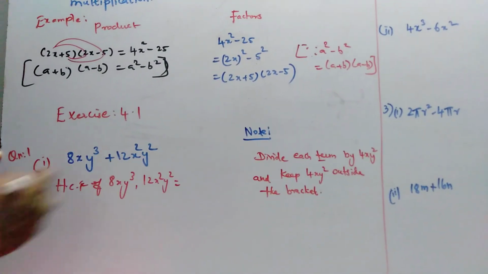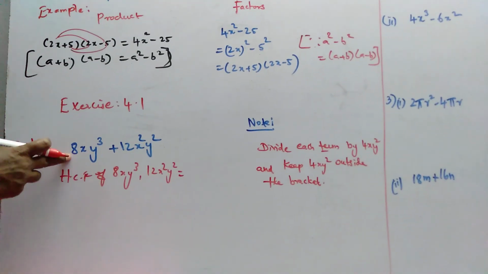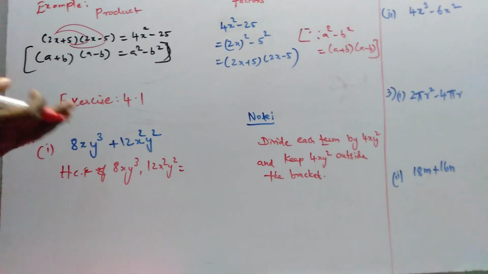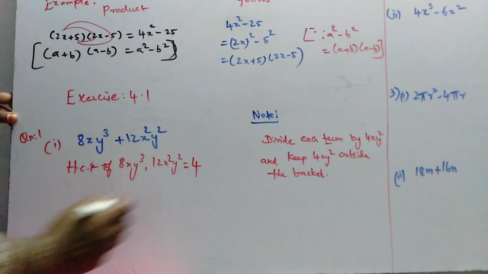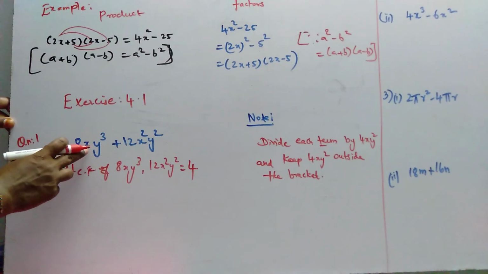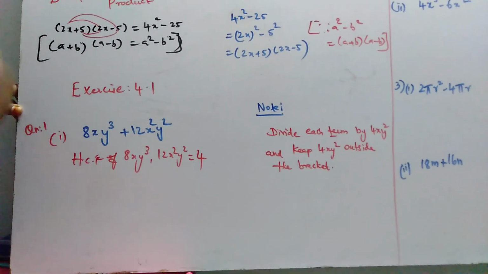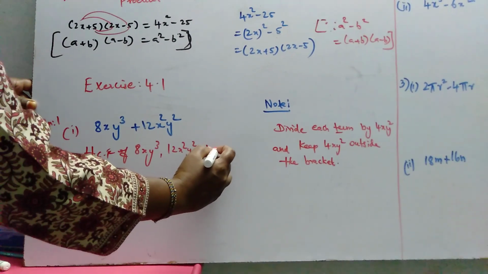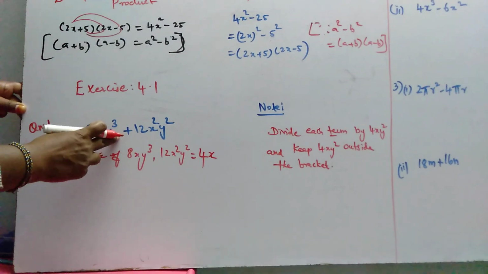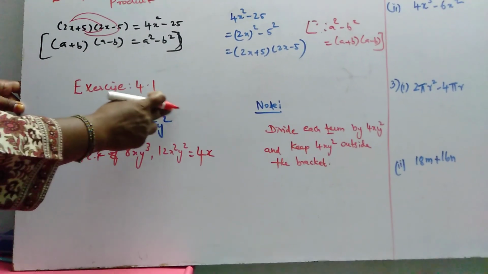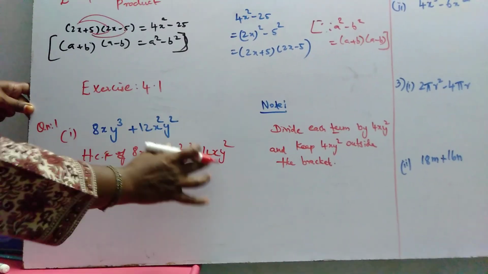So how to find this HCF? Let me tell you what to do here. For 8 and 12, the greatest common number is 4, we know very well. Next, you have to check the variables. Here x, here x square. We want to take the lowest power in these two terms, so the lowest power is x power 1. That will be the common term here. Then y power 3, here y square. The lowest power here is y square. So 4xy square is the HCF of the given expression.